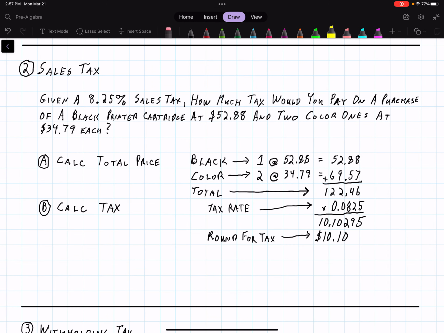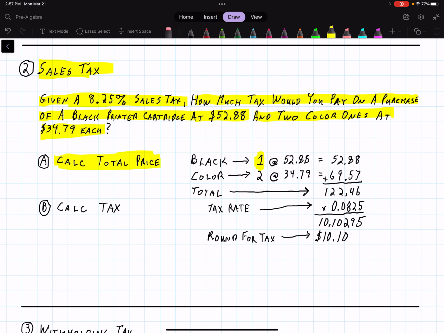The next type of percent problem is sales tax, and this you do every day. You go down to the store, you buy a gallon of milk, you buy a candy bar, you buy a pop, and you may be paying taxes on it. Depends on what you buy, okay? But you may be paying taxes. So let's say we have a sales tax in our town of 8.25%. How much tax would you pay on a purchase of black printer cartridges at $52.88 and two color ones at $34.79? Well, first calculate your total price.